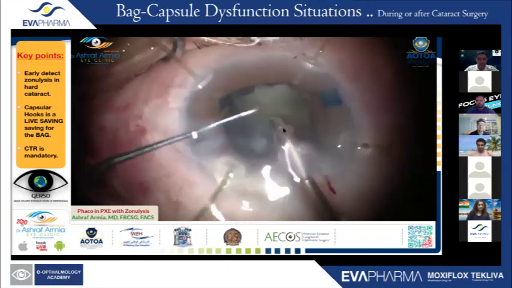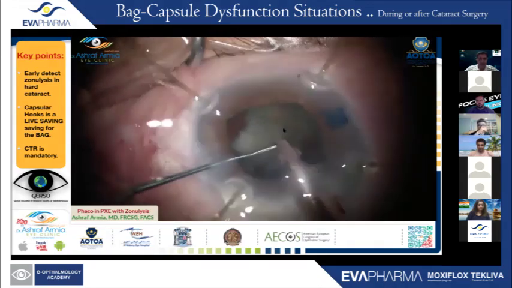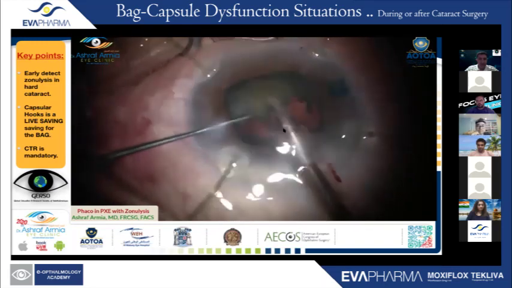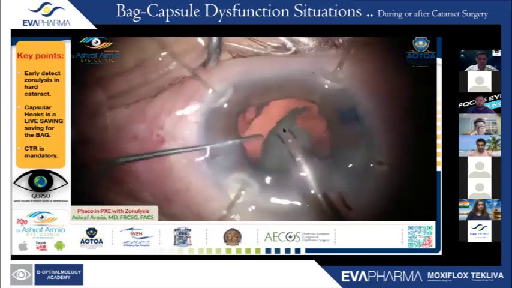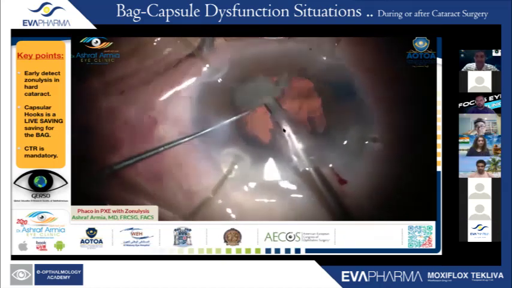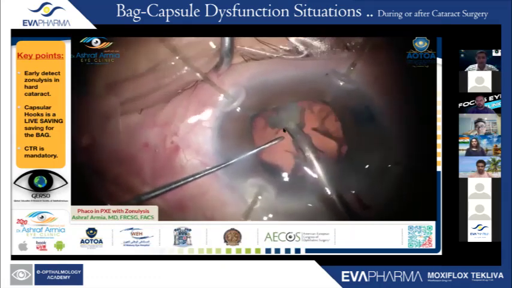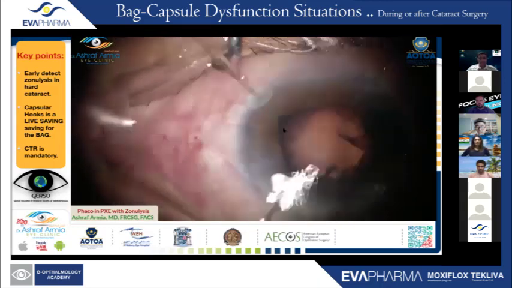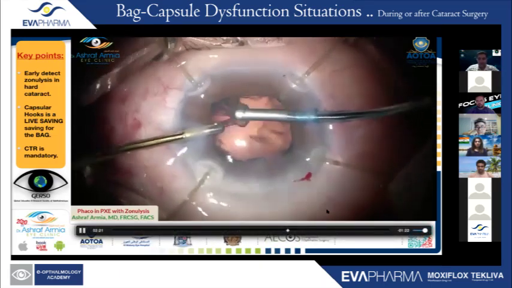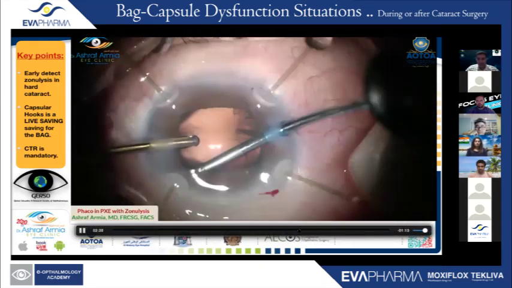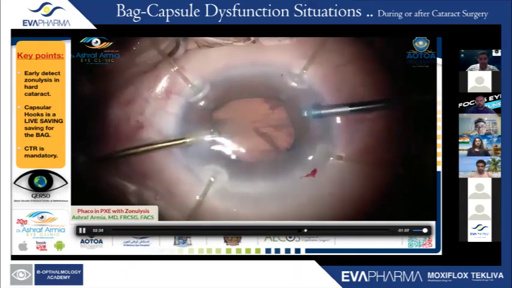See how the IOP, the pressure in the eye, is maintained. I can finish the situation easily, because the bag is totally supported now. It's very hard, and I can have the bag preserved for an implantation inside the bag. But in this situation, CTR is very mandatory. After you finish, see, I didn't remove the capsular hooks till now.